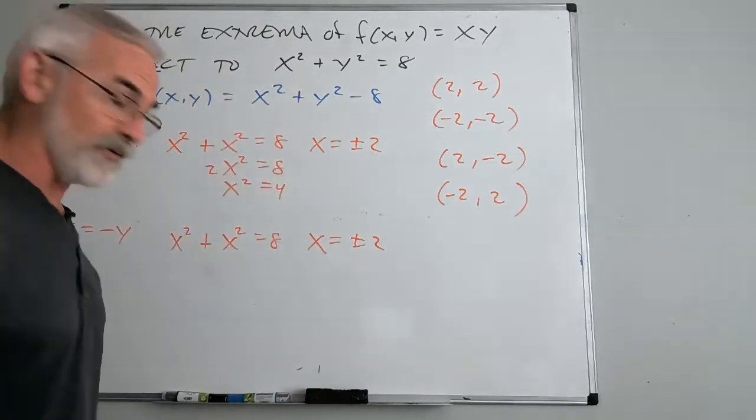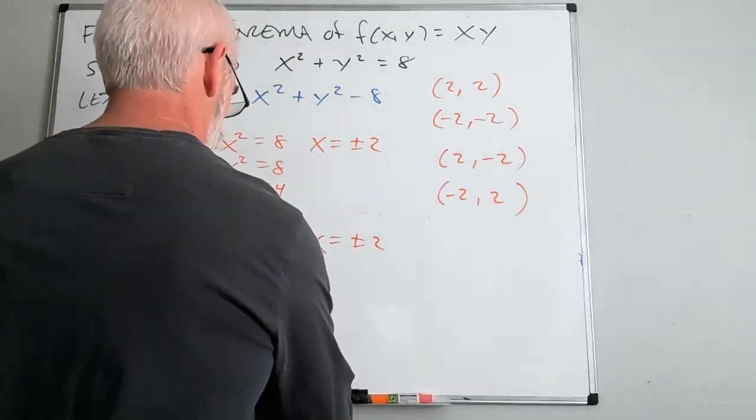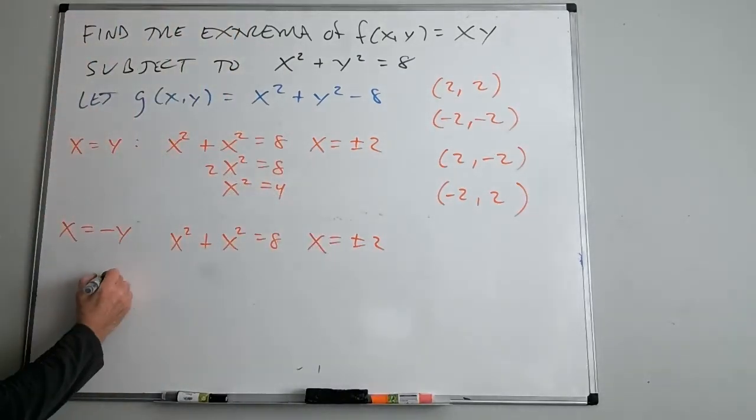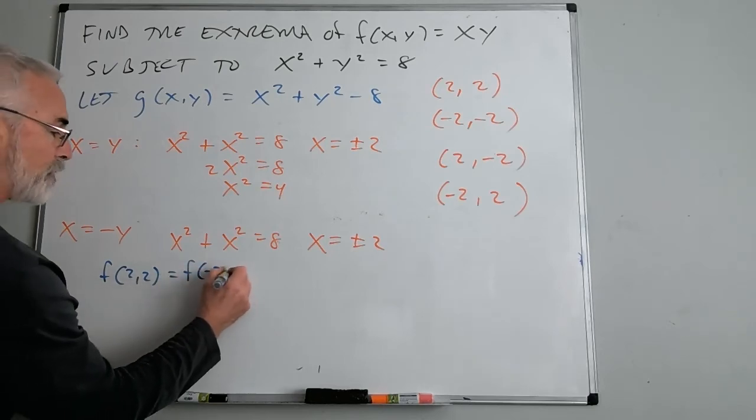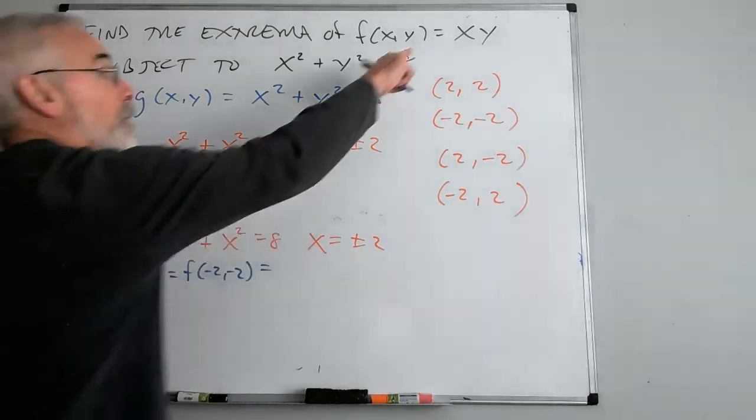I have to substitute them back into the original function. So let's see what we got. f(2, 2) equals f(−2, −2) equals 4.